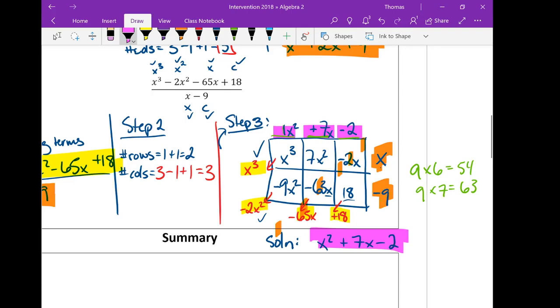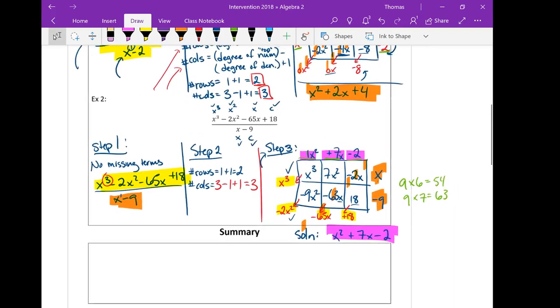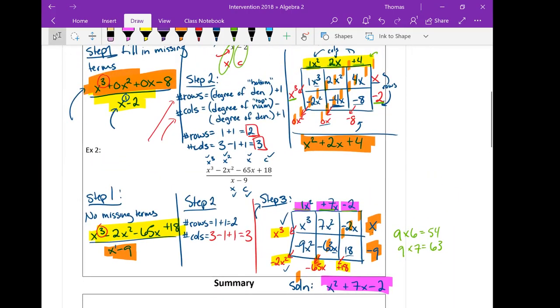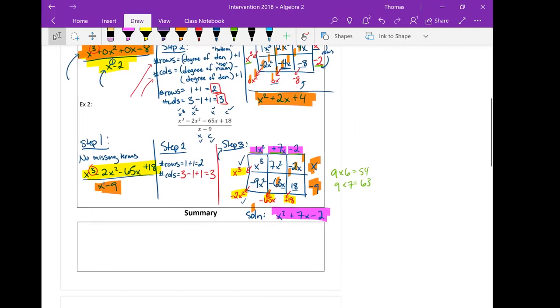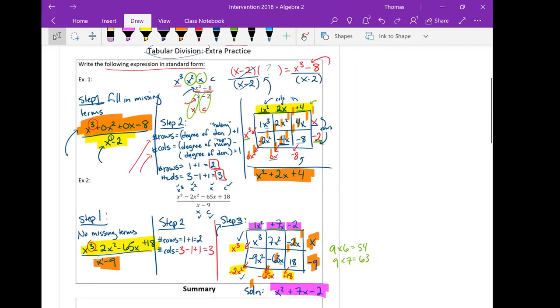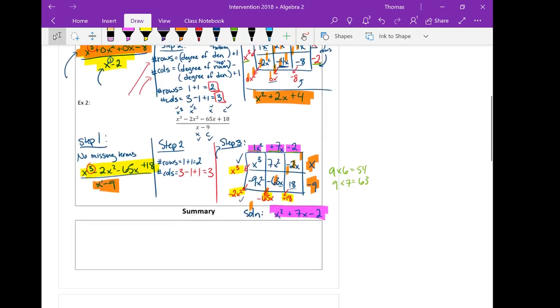All right, so now we've walked through 2 examples. You've been taking notes on these. And again, if I'm talking too fast through this video, feel free to pause it, right? The idea of having the video is so that you can go through at your own pace, check as you go. Also ask your intervention teacher if you have any clarifying questions.